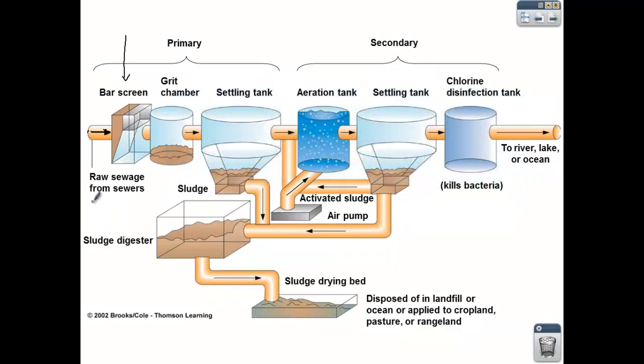So raw sewage from sewers we call influent. That's coming from the sewers, from our houses, from the storm drains on the streets, things like that. So the bar screen is preliminary treatment.